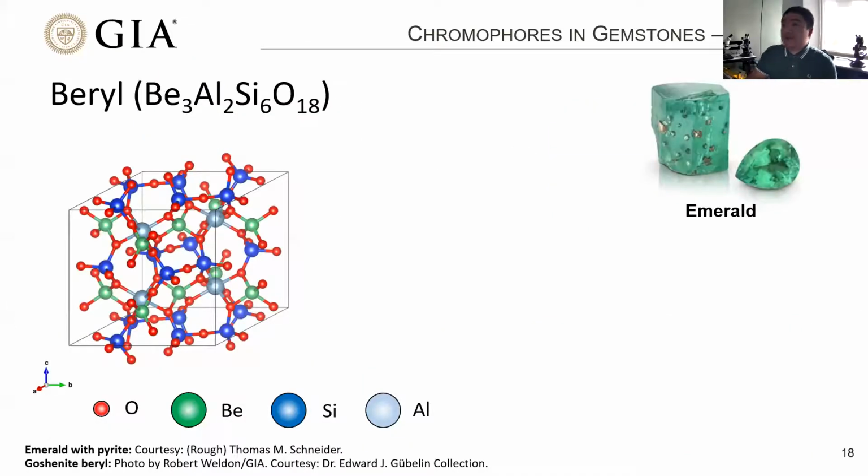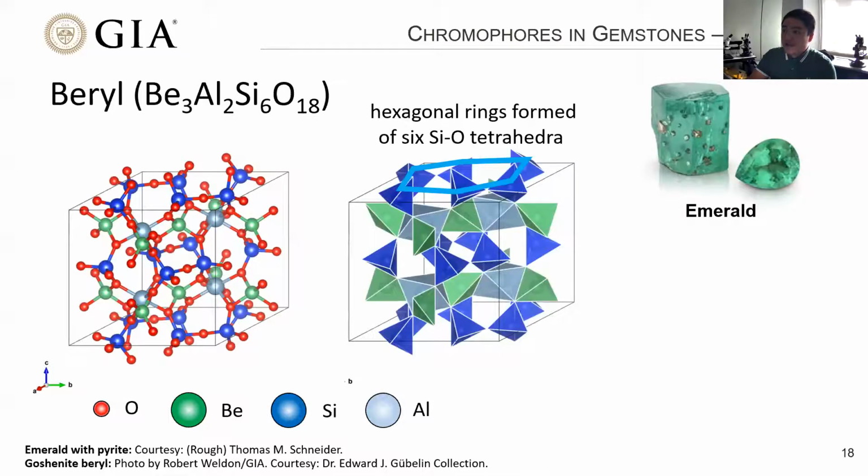The next mineral I'm going to talk about is beryl. Beryl is a mineral composed of beryllium aluminum cyclosilicate. Gemstones such as emerald and aquamarine are famous beryl varieties. The dominant features in the structure are the hexagonal rings formed of 6 silicon oxygen tetrahedra that are stacked above one another forming planes. Aluminum and beryllium atoms lie between these planes.